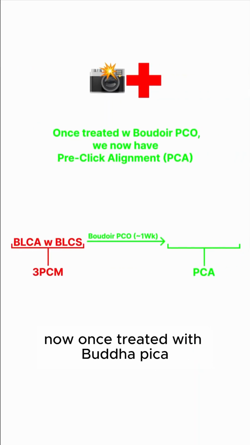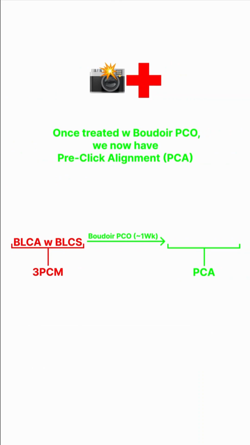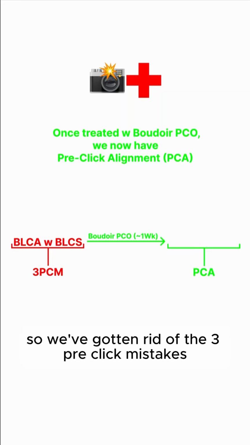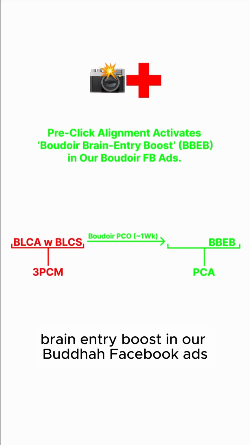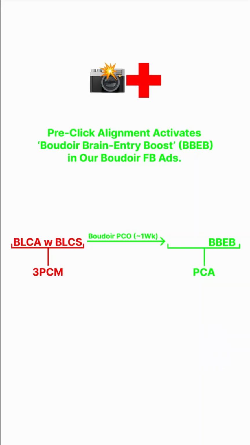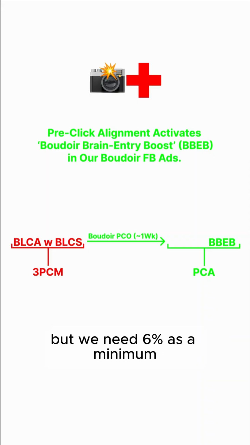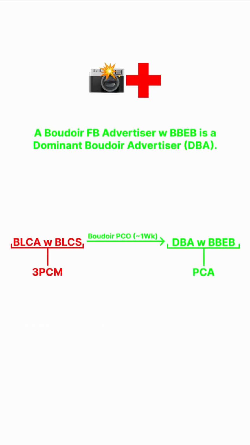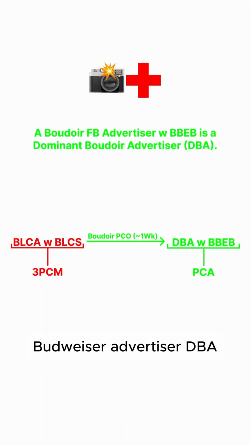Now, once treated with Boudoir Pico, we have pre-click alignment, PCA. So we've gotten rid of the 3 pre-click mistakes. And pre-click alignment activates Boudoir brain entry boost in our Boudoir Facebook ads. Basically, we got our unique CTR all above 6%. That's literally the minimum. We can get higher than that, but we need 6% as a minimum. And a Boudoir Facebook advertiser with Boudoir brain entry boost is a dominant Boudoir advertiser, DBA.